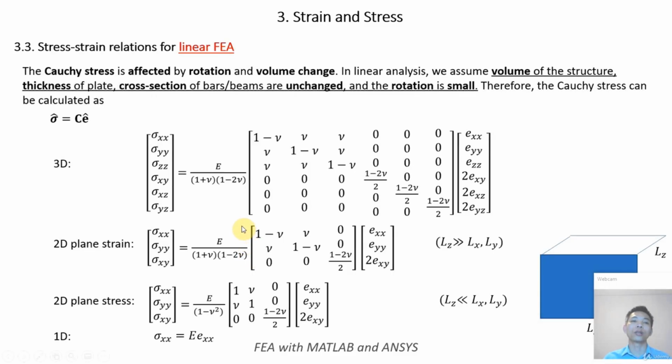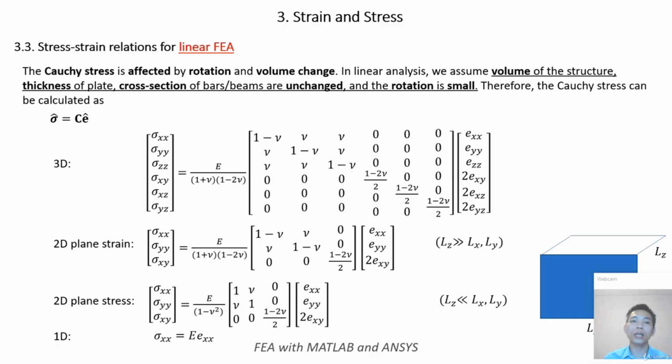The next section: what is the relation between stress and strain? And again, I only focus on the relations for linear finite element analysis. So in linear finite element analysis, we assume that the volume of the structure, the thickness of the plate, or the cross-section area of the bar or beam are unchanged, and the rotation is small, because we base on the small deformation assumption.